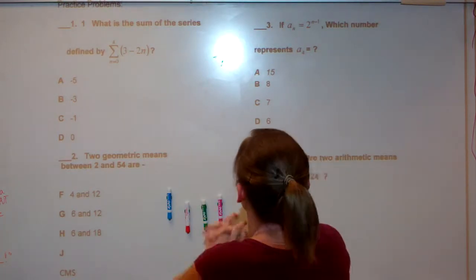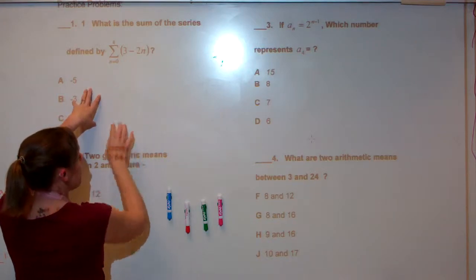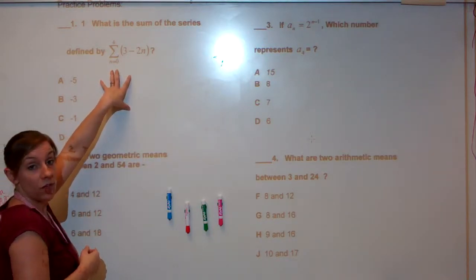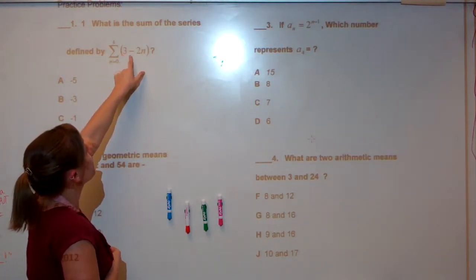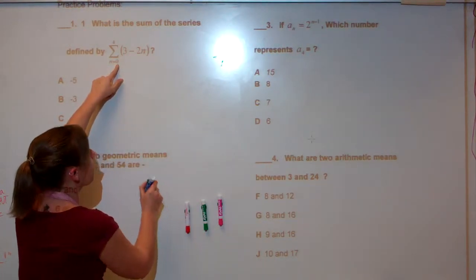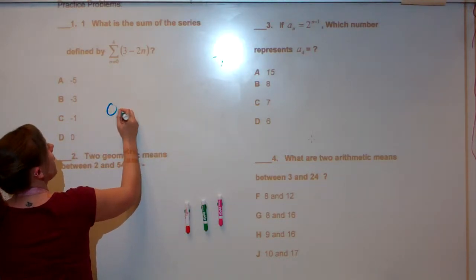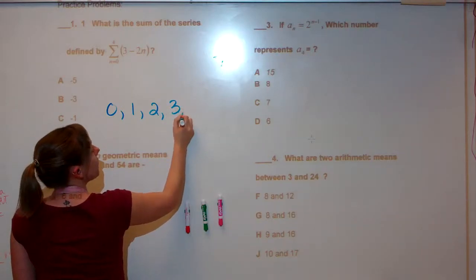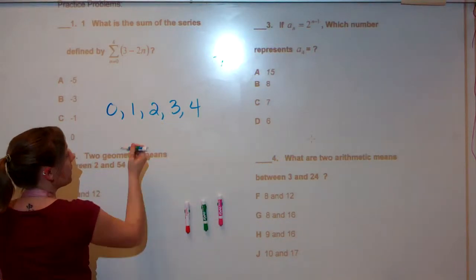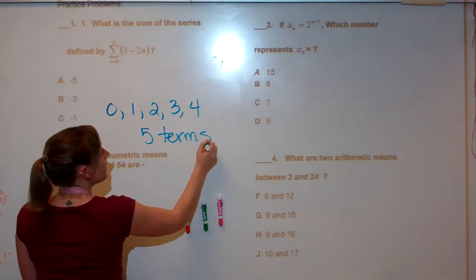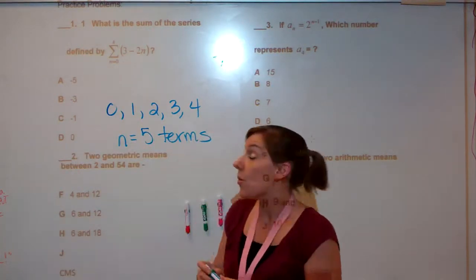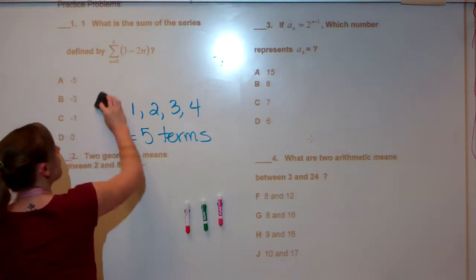So, this first page for statistics is a bunch of summations and a bunch of the geometric and arithmetic mean stuff. So this one, remember that always means the sum. 3 minus 2n. The only difference here is that instead of starting with a 1, we start with a 0. So if we put in a 0, and then a 1, a 2, a 3, and a 4, that actually gives us 1, 2, 3, 4, 5 terms. So that actually means that n is the number 5 instead of the number 4 that we're used to, okay? So when you use your formula, you would say that n is 5.